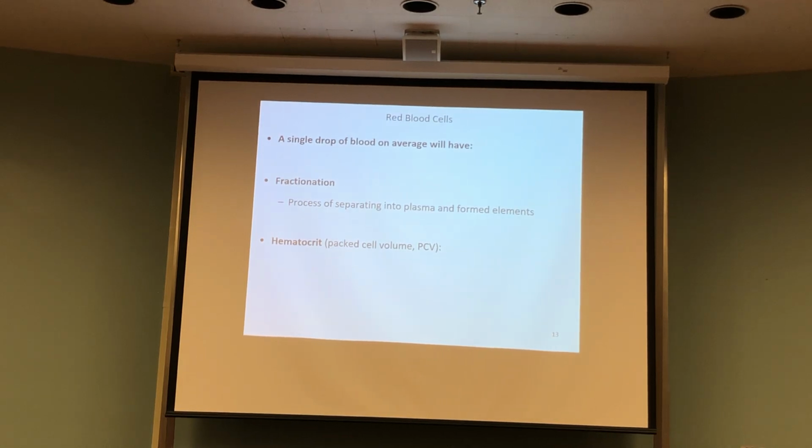All right, let's talk about red blood cell numbers. And your book talks about a microliter. What is a microliter? 1/1000th of a liter. I cannot picture 1/1000th of a liter. But I can picture a drop of blood. That I can picture. And in that drop of blood, how many blood cells do you think you will have?